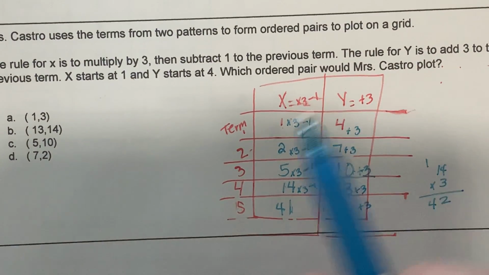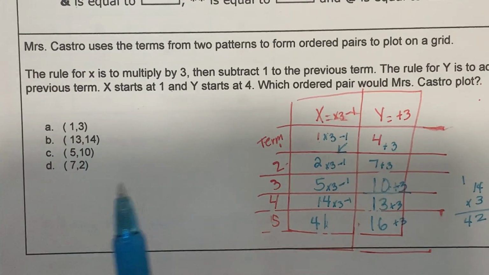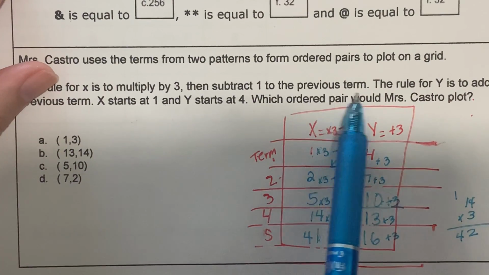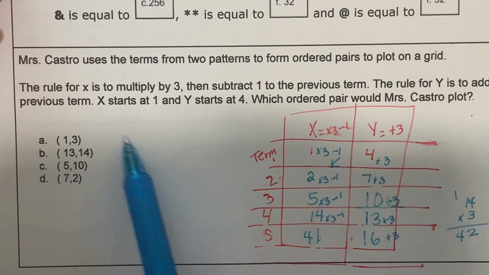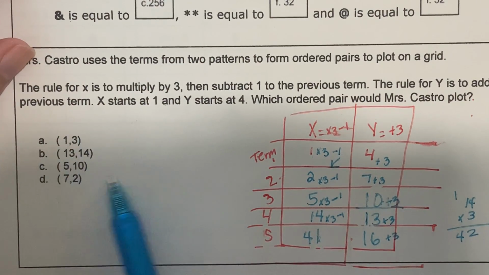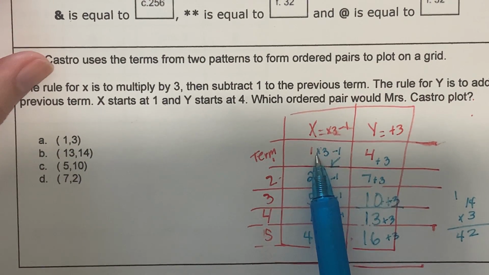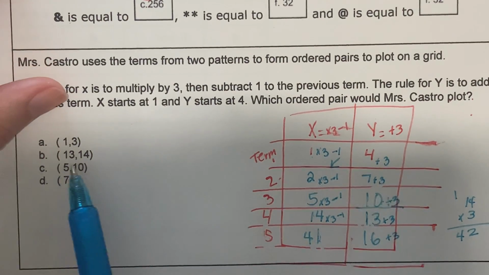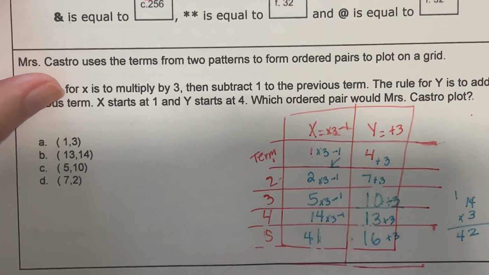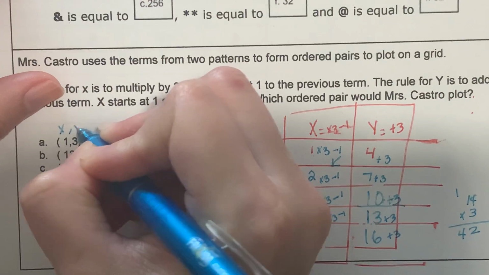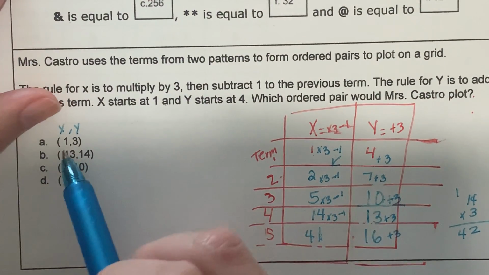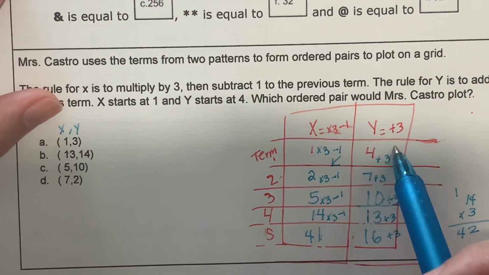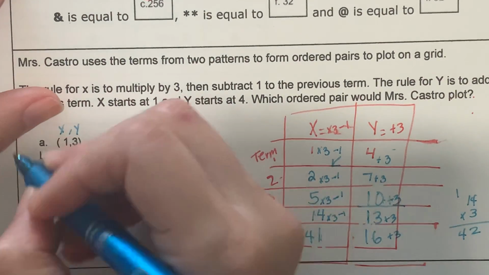So now they want to know here on the side, what ordered pairs is Mrs. Castro able to plot? Well, let's see. You have X1 and Y4. Do I see 1? Remember, X is the first number, Y is the second number. X1 and Y3. No. Okay, so it's not A.